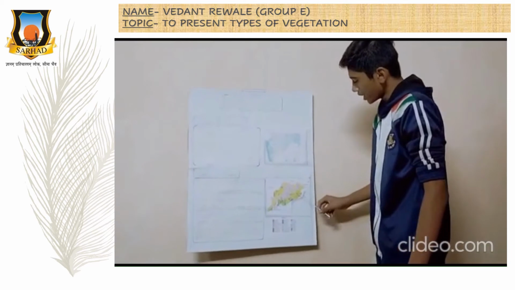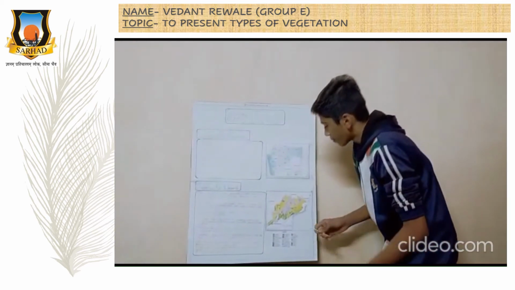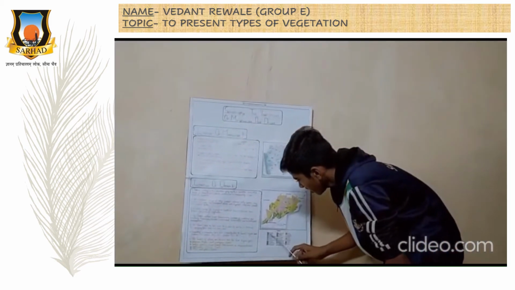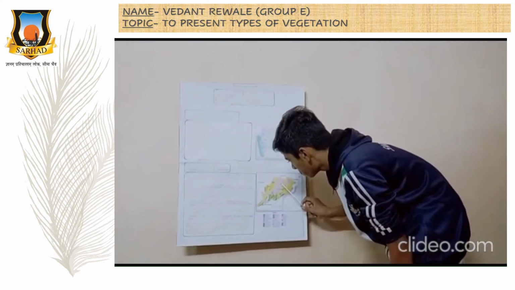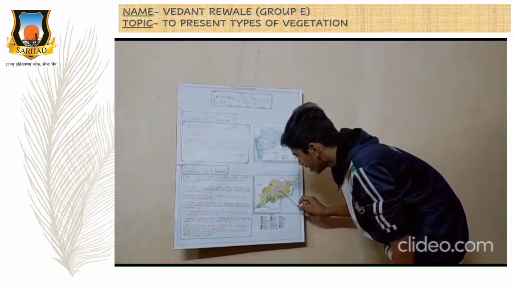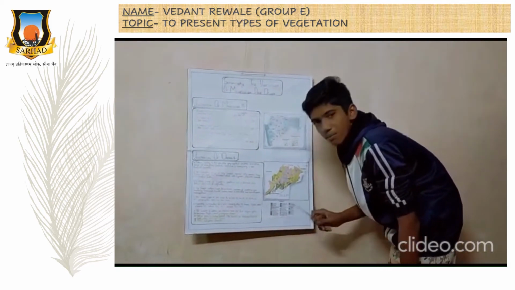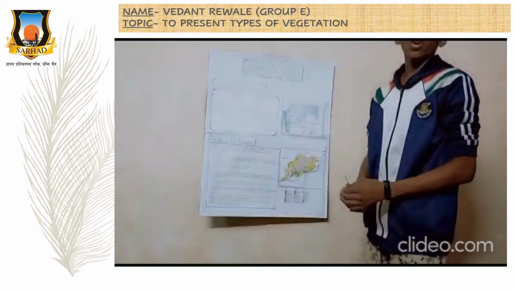In the map, this yellow portion is all agriculture portion. This green portion is dry deciduous forest, and the pink portion is green light bamboos. Means the bamboo trees forest.